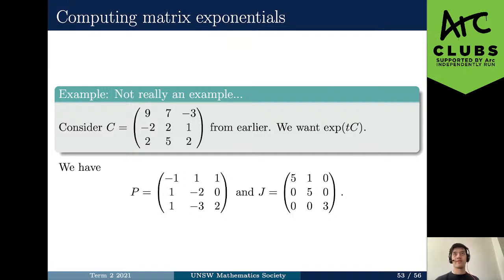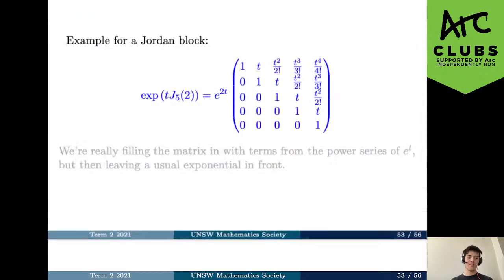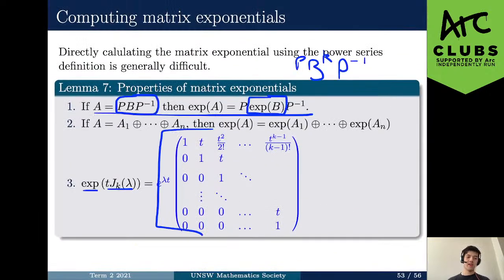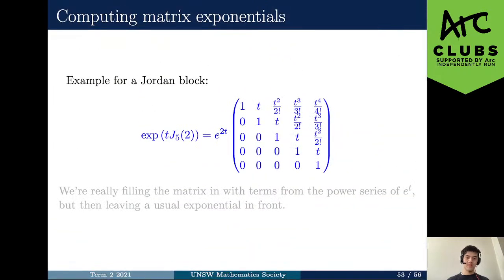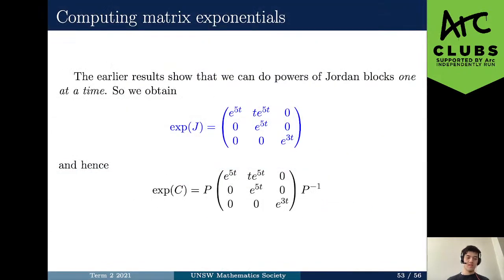In the interest of time, you won't really need to do this one, so I'll just skip this example. But this is just applying this thing here, which is saying that to calculate the matrix exponential, I just need to convert it into the Jordan form. So I convert it into the Jordan form like this, and then I can calculate the exponential of the Jordan form using this sort of process. And we get this.